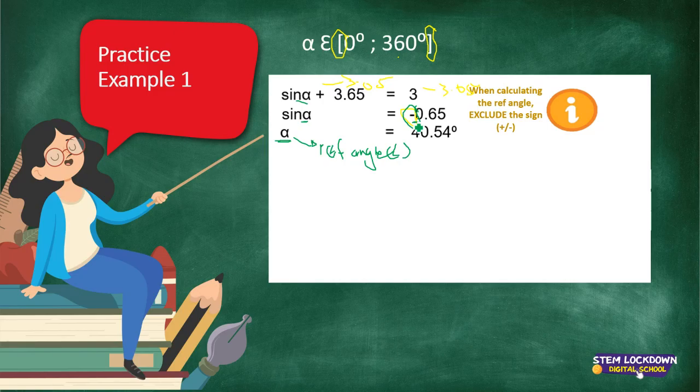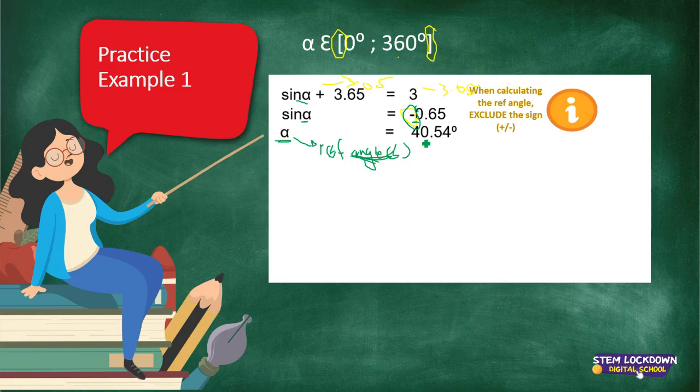So in your calculator, you do not put sine to the power of minus 1 times minus 0.65. No, you'll just put it as 0.65. The answer that you're getting is not necessarily your final answer. It is your reference angle. It is the answer that you will use to solve the rest of the problem, right?